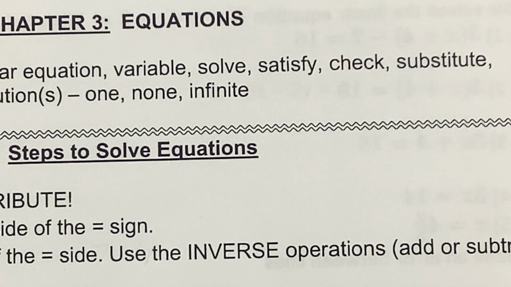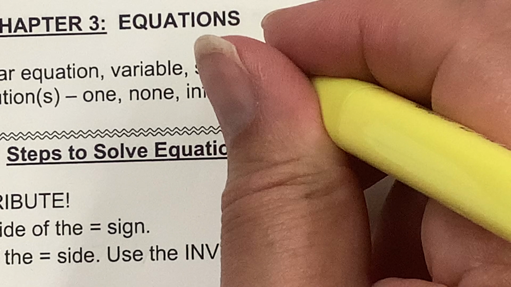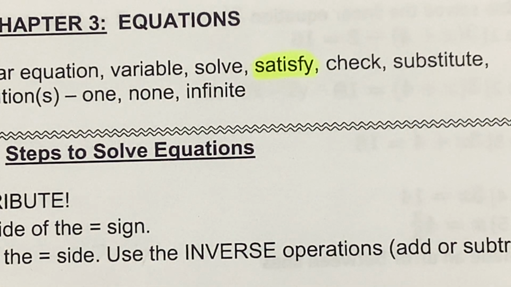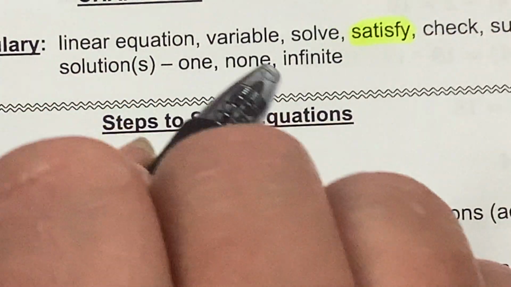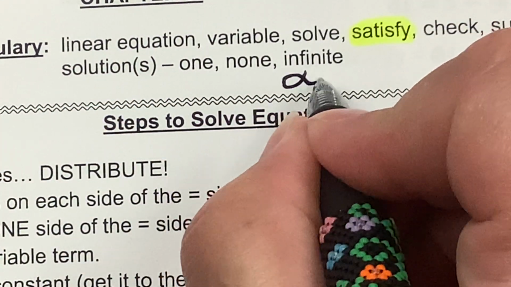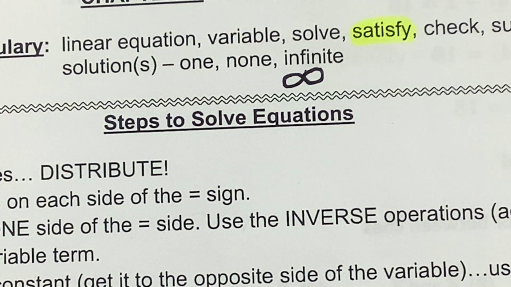The word that confuses people most often is this one, satisfy. Now, I think of satisfy as it works in the equation. So if I substitute a number back into an equation and both sides are equal, it satisfies the equation. Check and substitute, and the number of solutions, one, none, and infinite, you should know. Just remember also that this is an infinity sign, and you can use that as well as the word infinite.